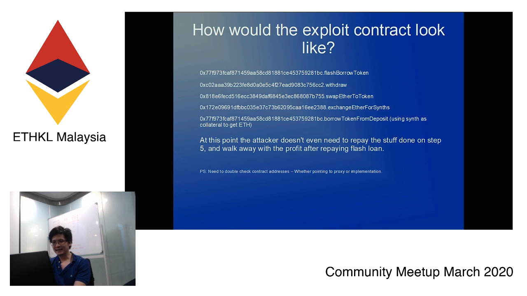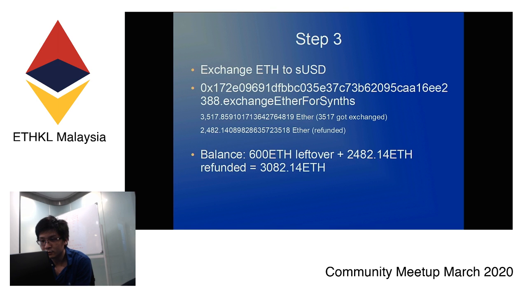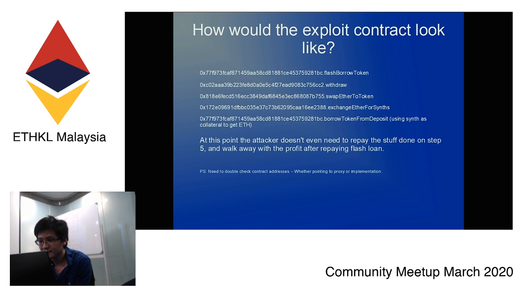So in this case, how would the exploit contract look? I did take some time to go through the compiled source code. Basically, it's just 5 steps. They flash borrow the token from bZx, which is the part where they borrowed 7,500 Ether. Then they withdraw, this is actually withdrawing from WETH if I'm not mistaken, in order to swap the Ether to the token on synthetic US dollars. So it's basically these 5 functions.